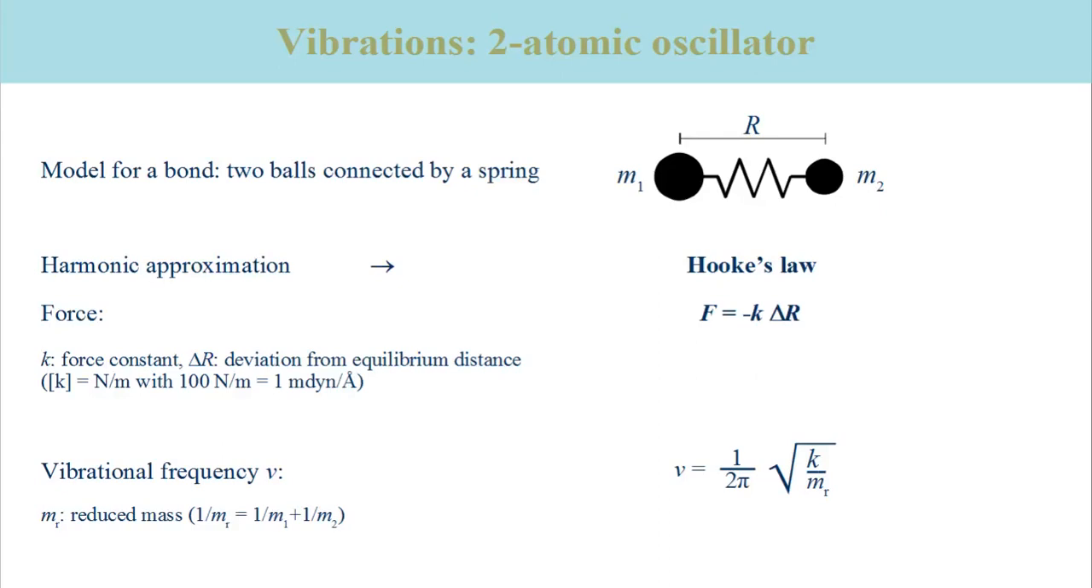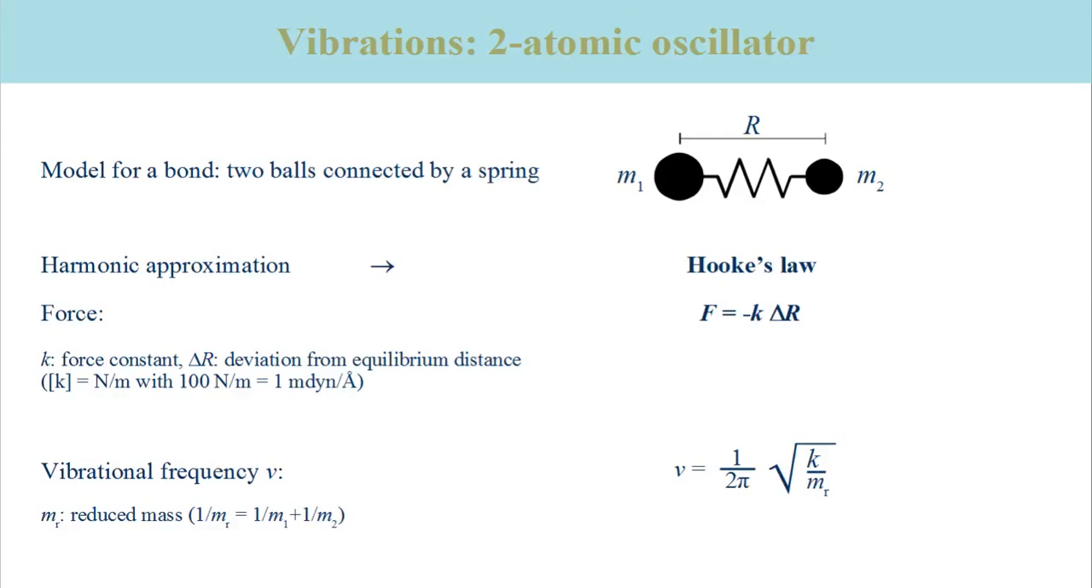Just as a note, I want to mention that the SI unit for the force constant is Newton divided by meter. There's also a further unit which uses the unit of force in the CGS system called dyne. The relationship between these units is the following. 1 millidyne per angstrom equals 100 newtons per meter.